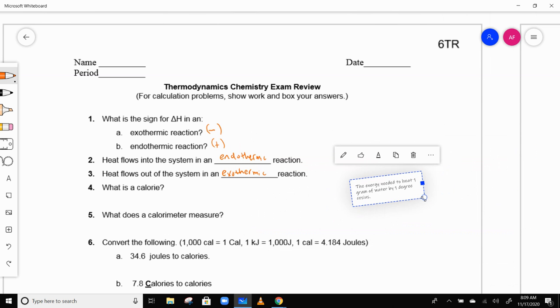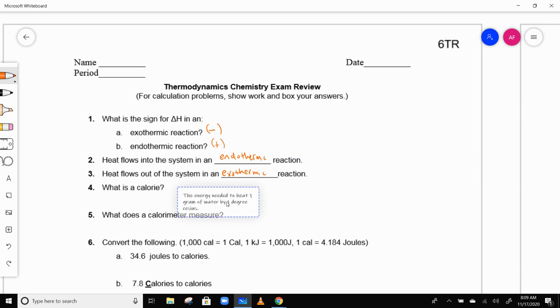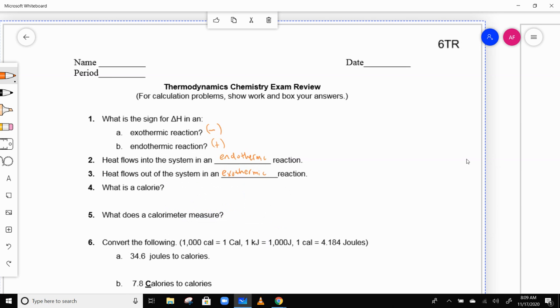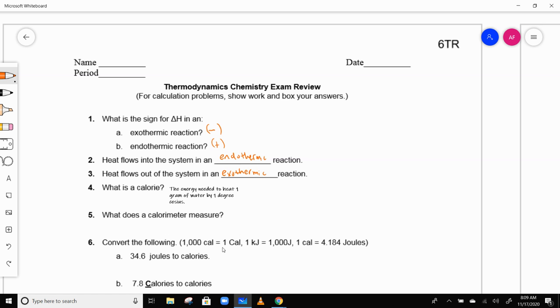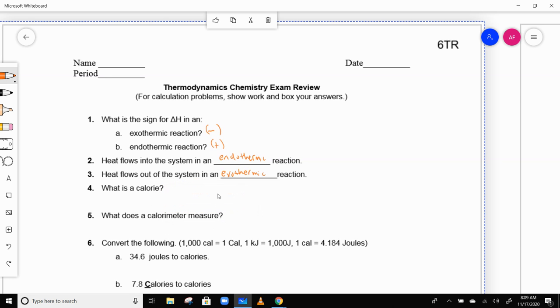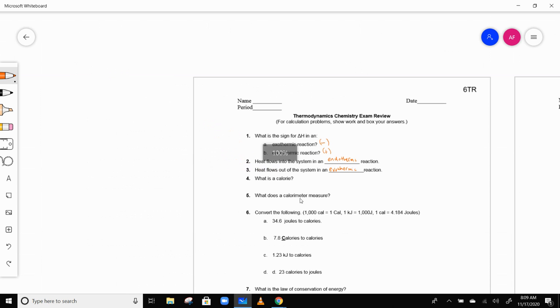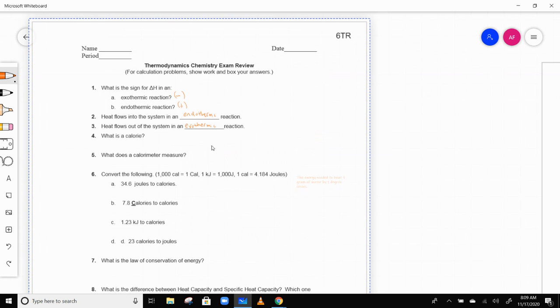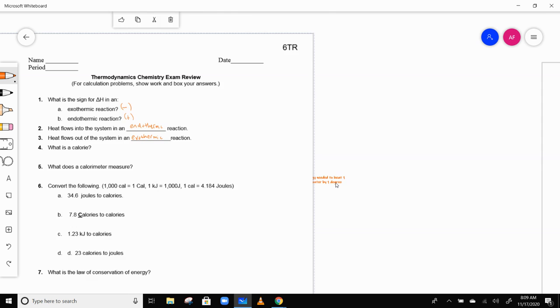We're going to shrink it and move it. Oh, where'd it go? Okay, the energy needed to heat 1 gram of water by 1 degree Celsius. Make it orange. Make it all orange today. Why did it do that?